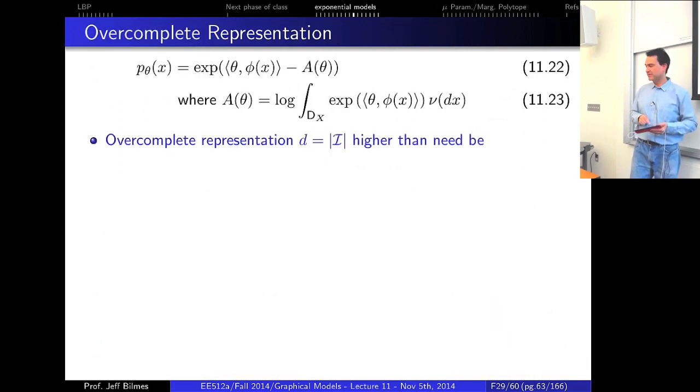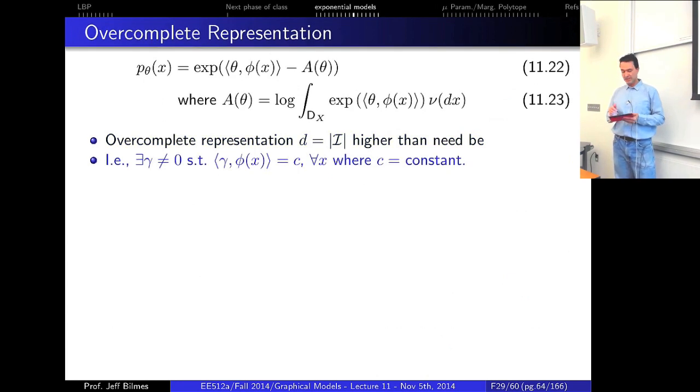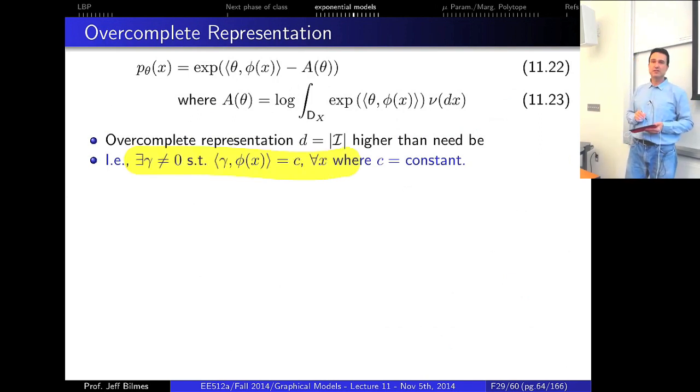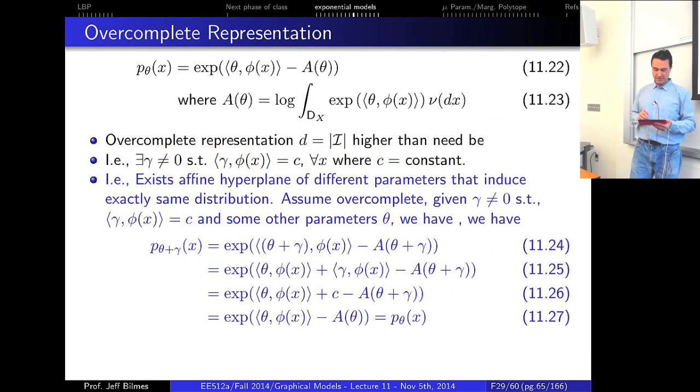Now, the opposite of a minimal representation is an over-complete representation, where the dimensionality is higher than it needs to be, and that essentially means that there exists a non-zero gamma such that this inner product is identically equal to some constant. We're running out of time, but let me just briefly do this. If it's over-complete, and you take some gamma which is not equal to 0, then this is a constant. And so what you get is that this probability distribution, P of theta plus gamma, which is equal to this thing, because of the properties of the inner product, can be represented as this. And that is just equal to this constant here.